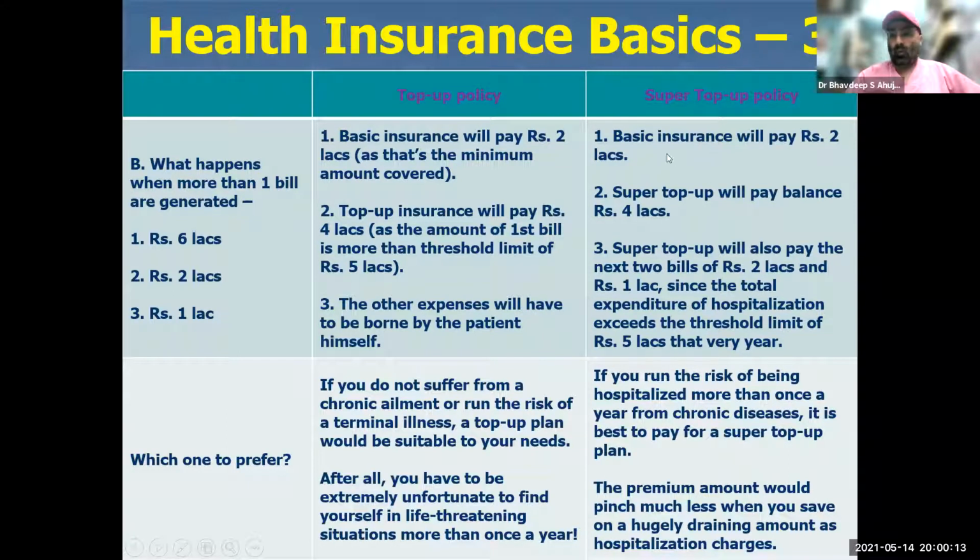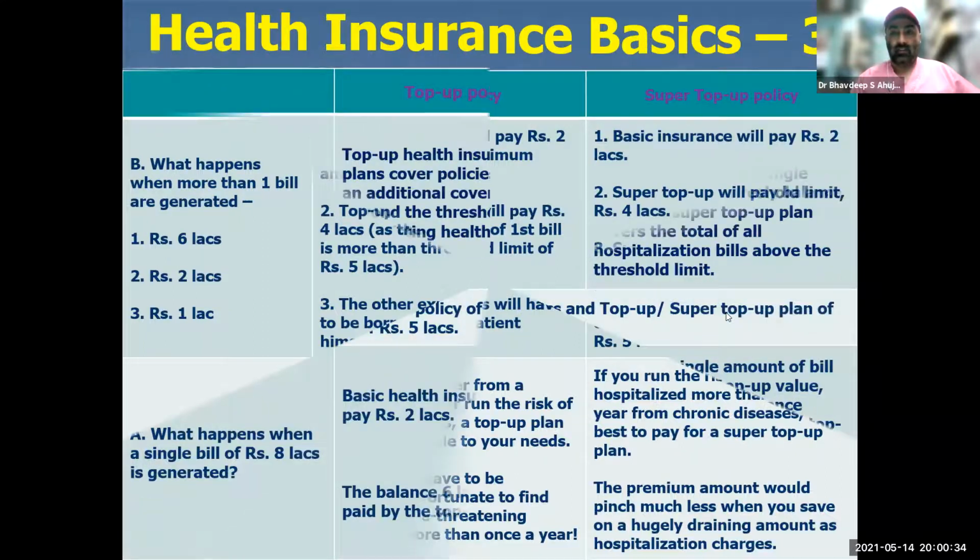So in the super top-up plan, the basic is covered by the insurance. Super top-up will pay the remaining 4 lakhs. And then in the second and the third scenario of 2 lakhs and 1 lakh, since your threshold of 5 lakhs has already been breached here, they will also pay the 2 lakh bill and the 1 lakh bill, subject to your total limit, which is 5 plus 10 or 2 plus 10, 12 lakhs.